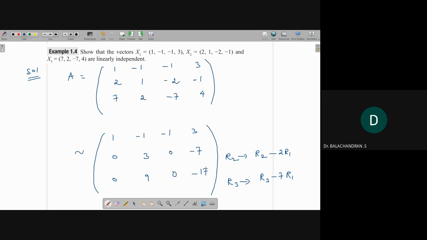Okay. So now I need to convert this position to 0 using this diagonal element. So you need to multiply R2... R2 dash. Okay, here I am not going to write.